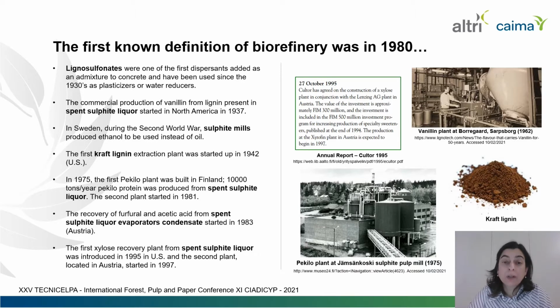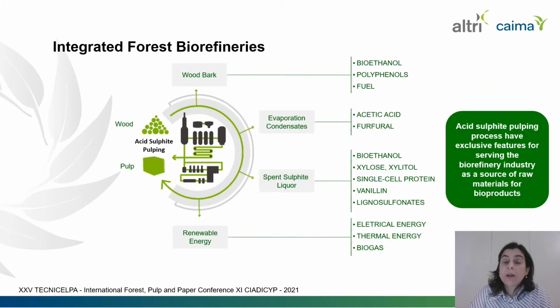and the second plant started in 1981. The recovery of furfural and acetic acid from spent sulfite liquor evaporator condensates started in 1983 in Austria, and the first xylose recovery plant from spent sulfite liquor was introduced in 1995 in the US, and the second plant, located in Austria, started in 1997. It's clear that the biorefinery concept is not new to the pulp and paper industry, especially for the sulfite pulping process, even before the first known definition of biorefinery appeared.